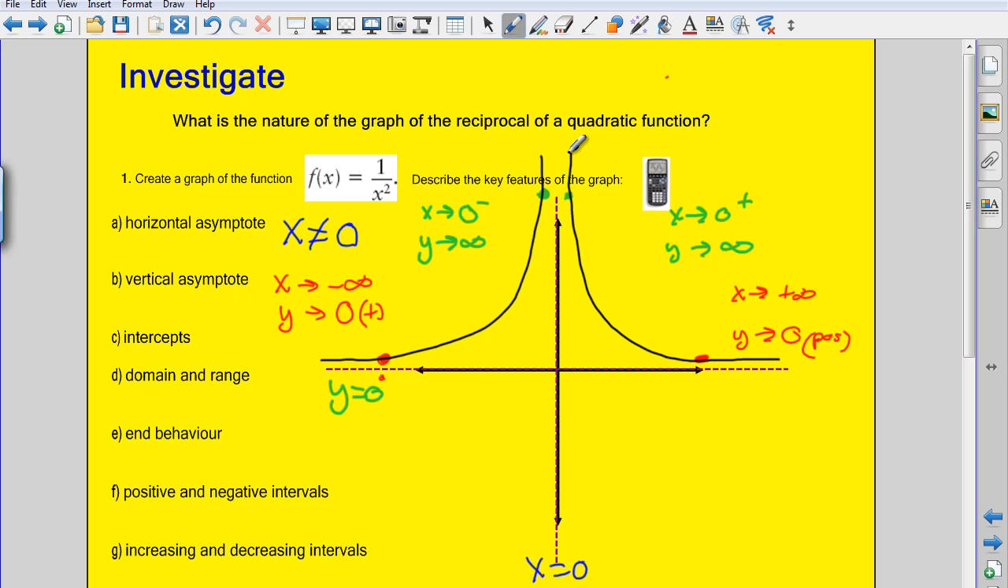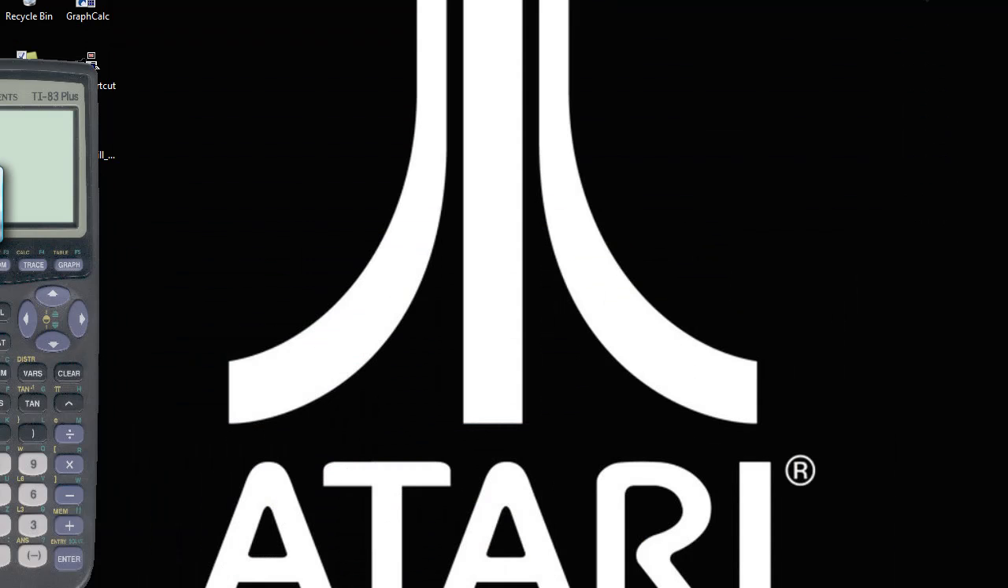Now, this has a very interesting shape because many of you have seen this before. This shape is from the good old-fashioned Atari video game. So that's what we're going to call the reciprocal of our quadratic.